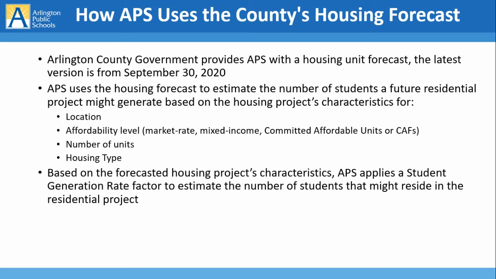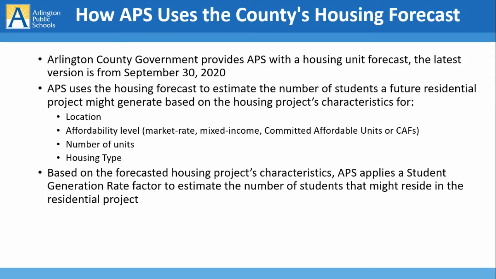The number of units, obviously, and in that case, as I explained earlier, we use the net new, and the housing type. So based on the forecasted housing units characteristics, APS applies the student generation rate factor to estimate the number of students that might reside in the residential project.